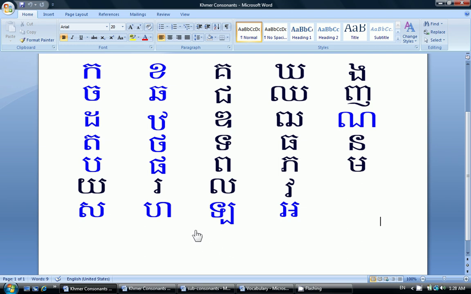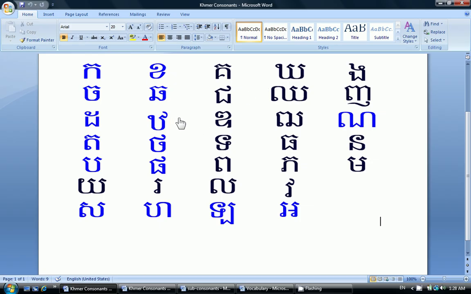In modern Cambodian, these consonants are divided into 2 series. The blue colored consonants here are called the first series consonants, and the black colored consonants here are called the second series consonants. The first series consonants have an a sound, and the second series consonants have an o sound. For example, the first series consonants ga and ka have an a sound, and the second series consonants go and ko have an o sound.